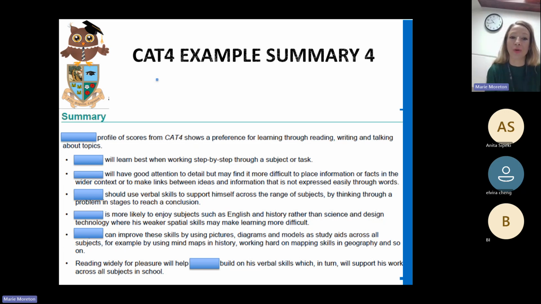They might find it difficult to make links and connections, or to explain something that's not easily expressed through words. They might enjoy subjects that use words more, like English and history, rather than science, design or math. Use pictures, diagrams and models as study aids across all subjects. That would also help develop those skills. And again, reading widely for pleasure is always recommended for anybody at any time.